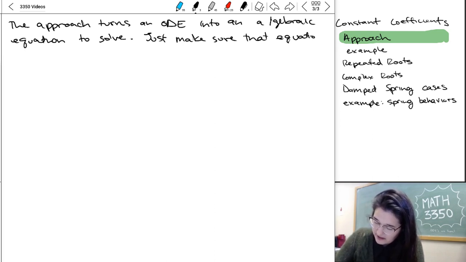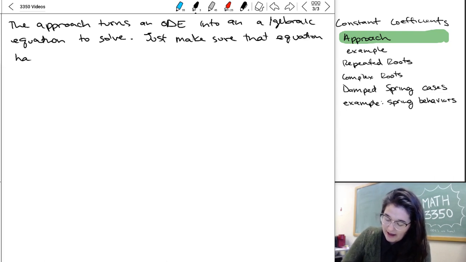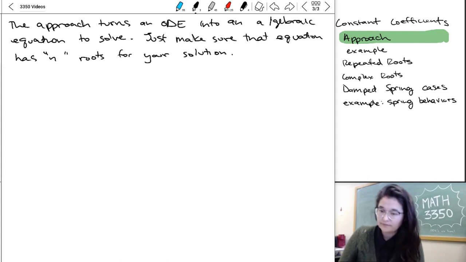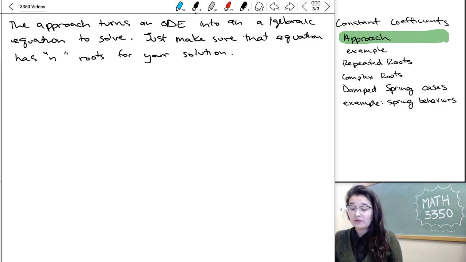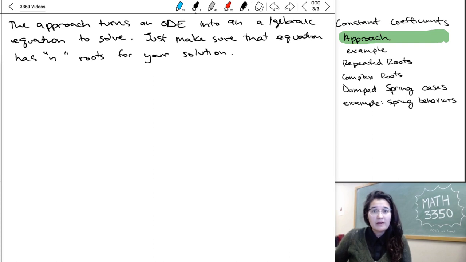So you just need to make sure that that equation has n roots for your solution. And that's really the only tricky thing here. We've got time. I'm going to do a real quick example too.